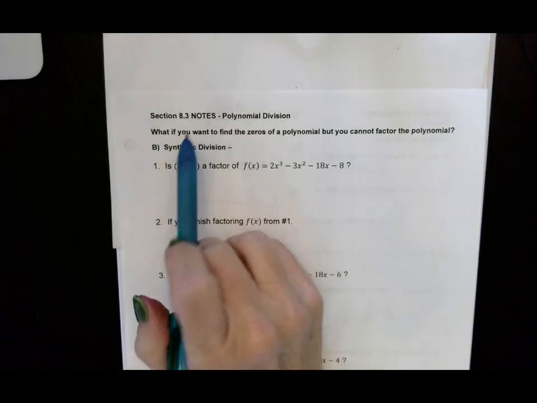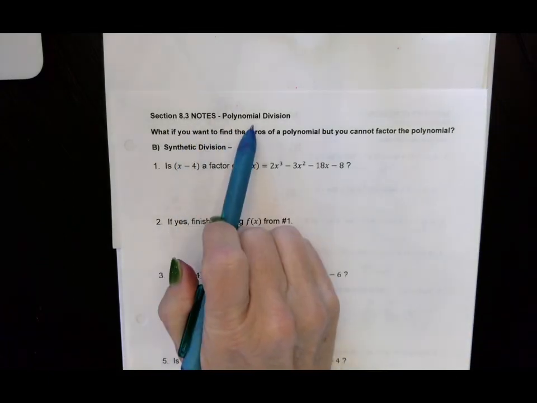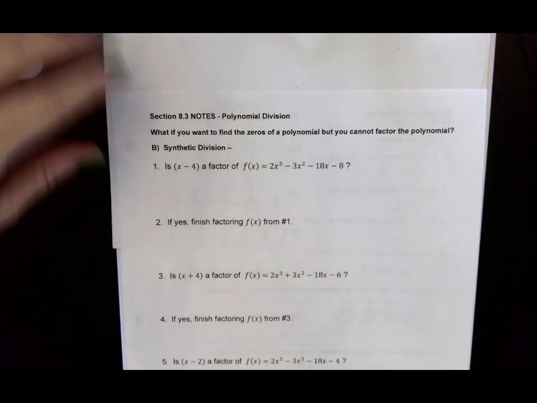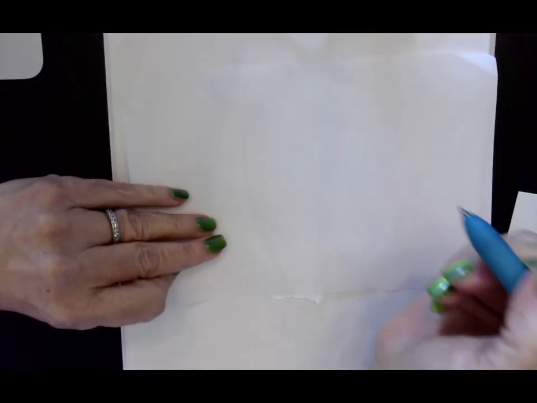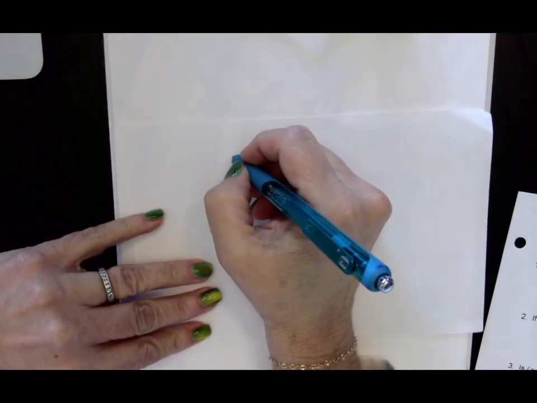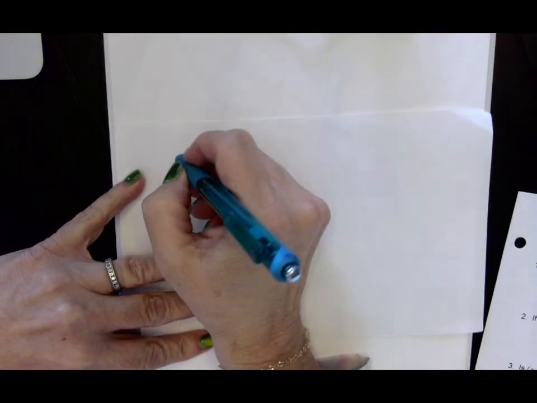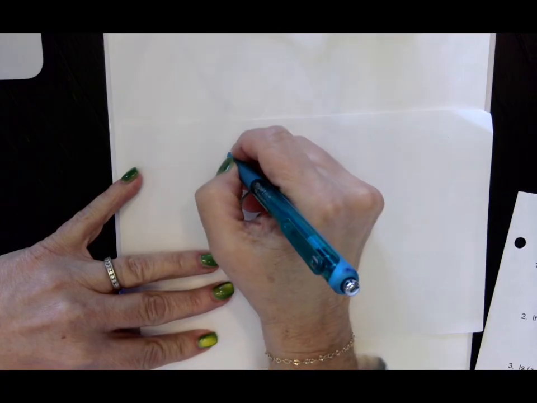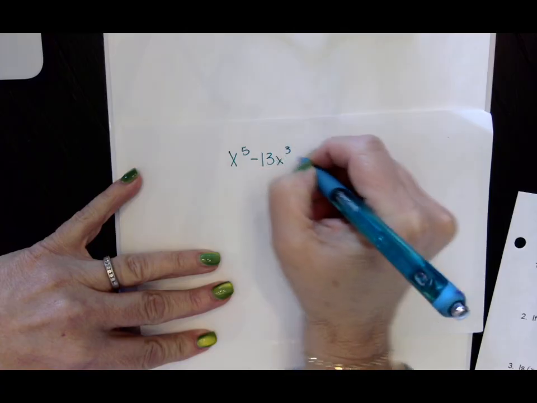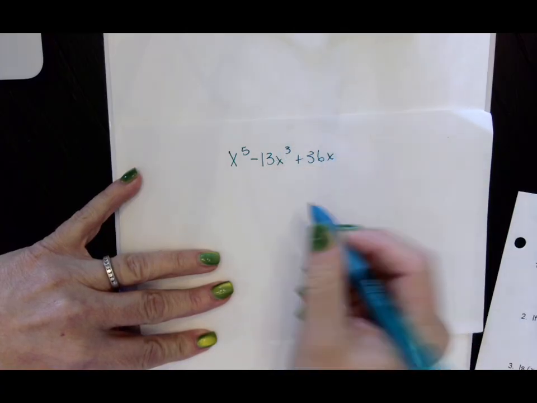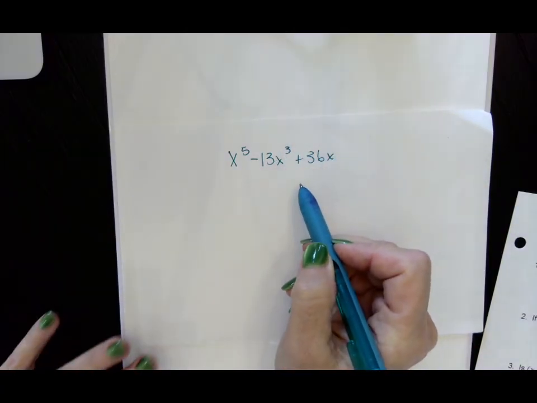All right, y'all. So we're going on to 8.3, and this is polynomial division, but we're going to do a little reteach before we actually do this. So yesterday, you were graphing polynomials, and to do that, you have to have your zeros. So I'm going to give you just some random problem here. If I have this, before I can graph this, I have to find my zeros.